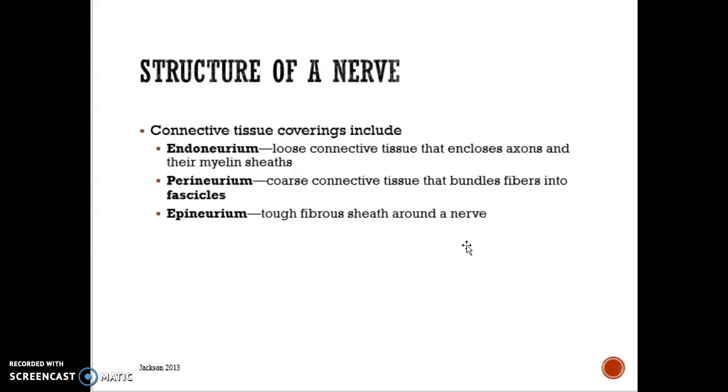Looking at our connective tissue coverings, they're going to be looking very similar to what you saw in the muscle section. Over the entire group of the nerve, all the axons bundled together, you're going to find what's called the epineurium, the outside, the epi. Over a bundle or a fascicle of these axons, we're going to find a perineurium, just like over a fascicle of muscle fibers we found perimysium. Then individually encasing each axon in their myelin sheaths, we have the endoneurium.